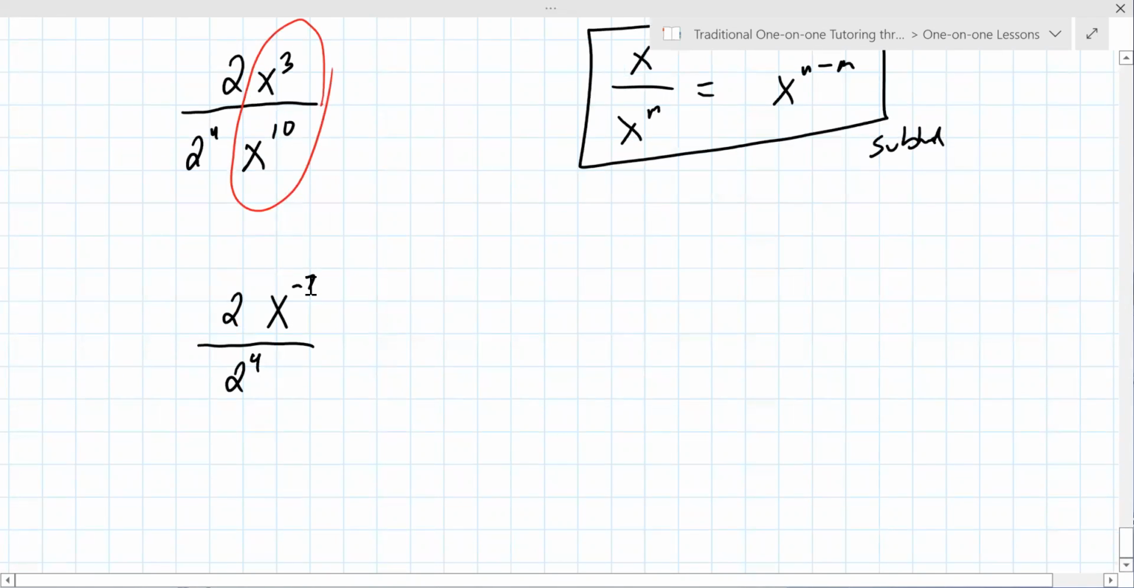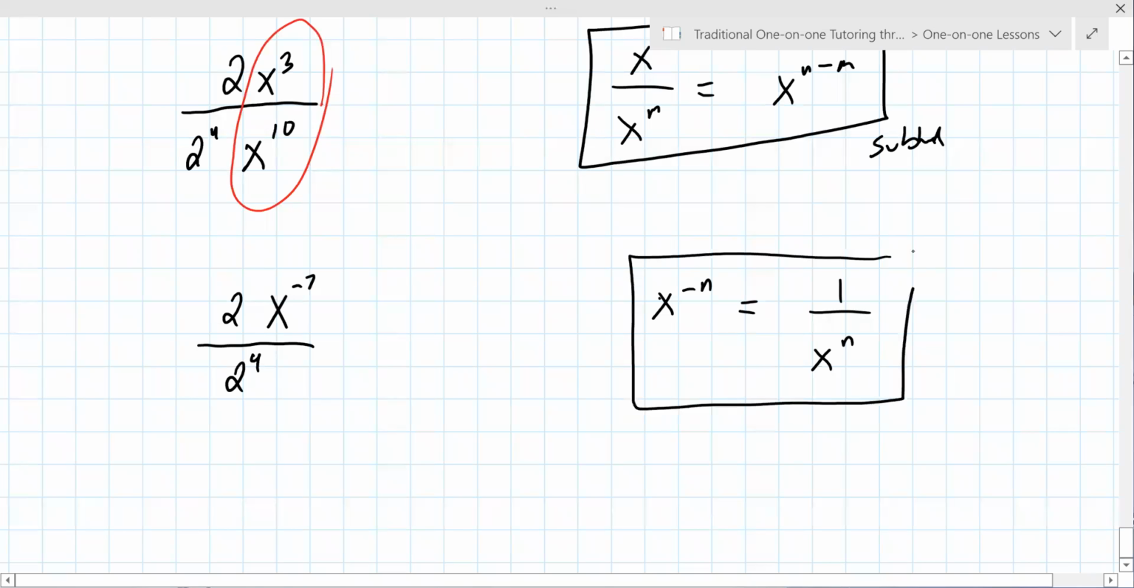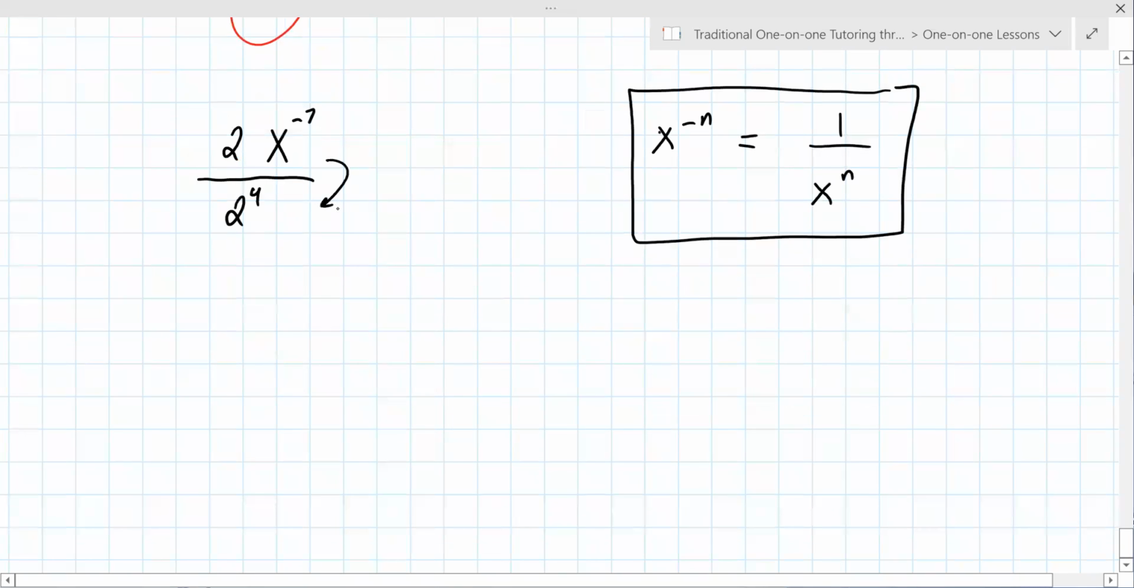Now, because it's asking for positive exponents, you will move it to the bottom. And that rule is whatever you have to the negative exponent becomes 1 over that thing to the positive exponent. So that's another property here. So that means that this x to the minus 7 moves down to the bottom, and it becomes 2 over 2 to the 4th x to the 7 down here.